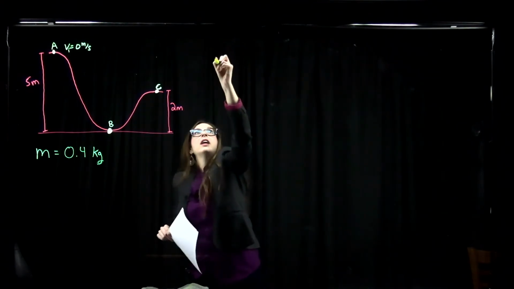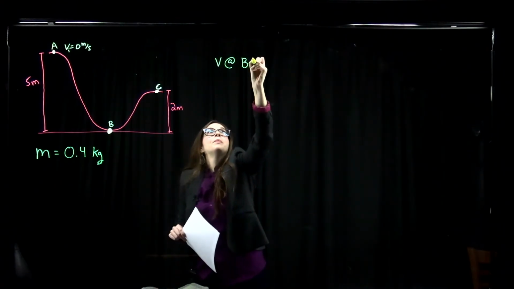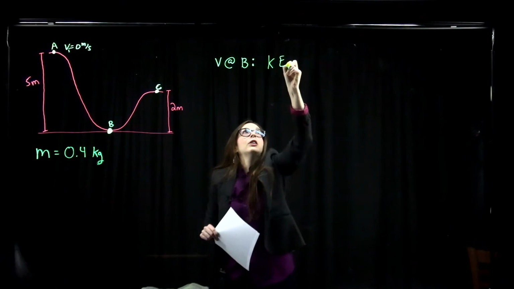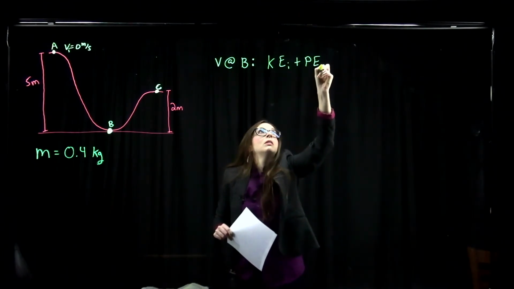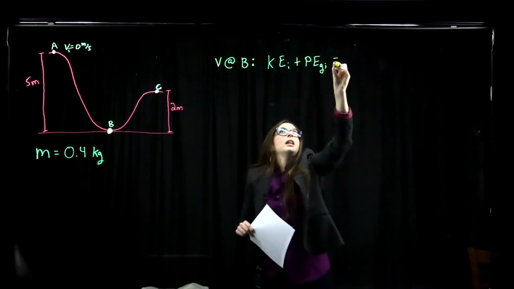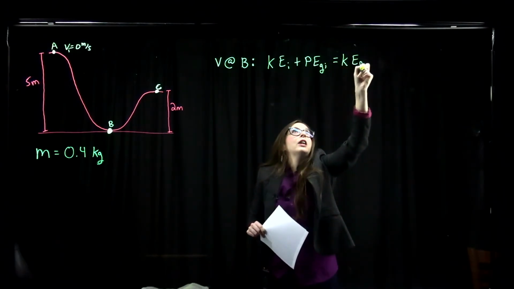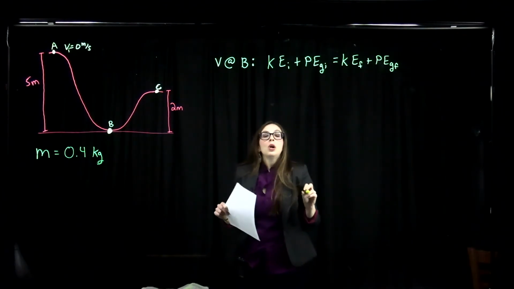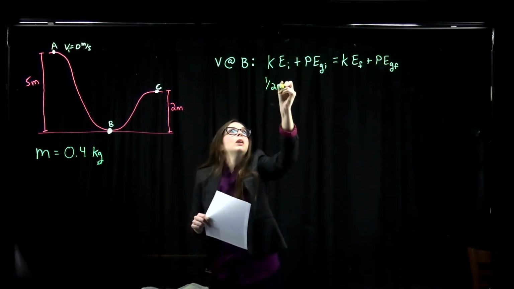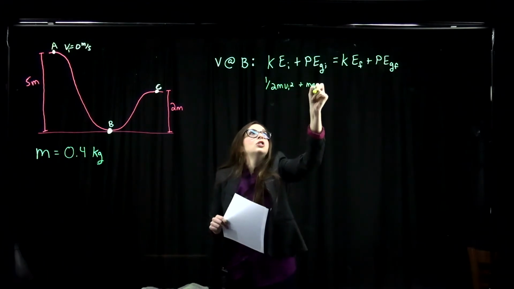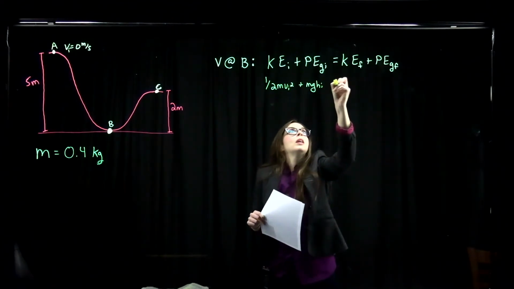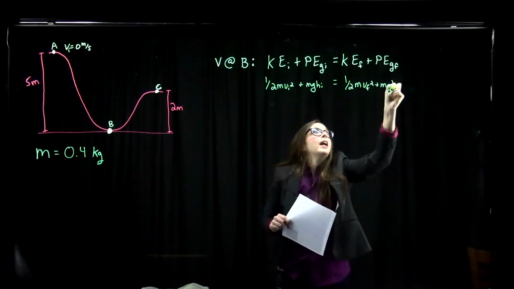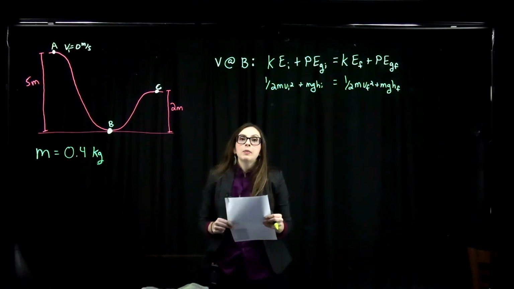So let's find our velocity at point B. For conservation of energy, we have our initial kinetic energy plus our initial gravitational potential energy equals our final kinetic energy plus our final gravitational potential energy. This is 1/2 m v initial squared plus m g h initial equals 1/2 m v final squared plus m g h final. Now we can go ahead and get rid of some of these terms.